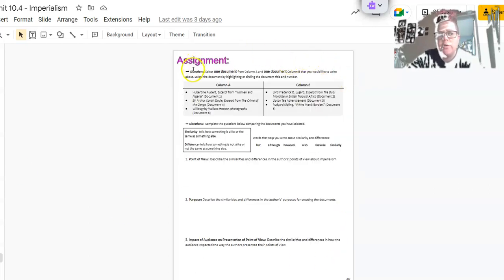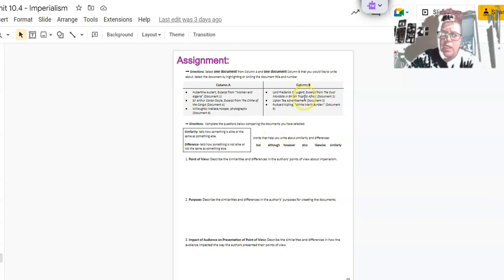If you go to page 46 of your packet, here's the actual assignment and the directions that you need to do. You need to select one document from column A and one document from column B that you want to write about, and select the document by highlighting or circling the document title and number. Okay? Column A is pretty easy to understand. I personally like document 4 and document 6. That's just my personal feeling about it. But I would say document 4, document 6, you probably would feel most comfortable with.